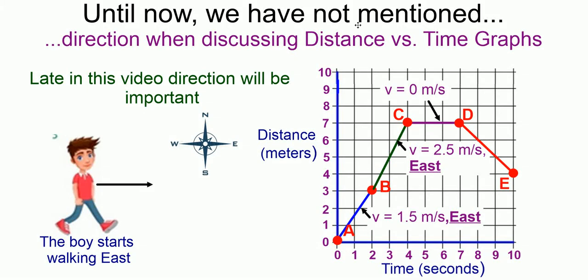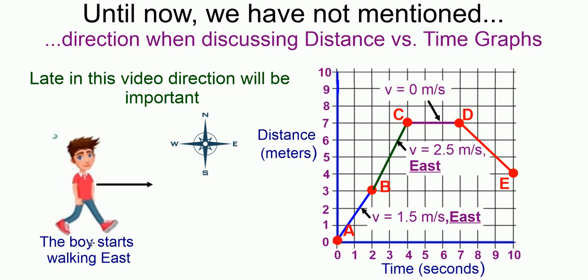Until now, we have not mentioned direction when discussing distance versus time graphs. We haven't needed to, but there's something about this last line segment here where we are going to need direction. So let's introduce it now, and let's talk about direction from the beginning. Let's say this graph represents the movement of this boy.